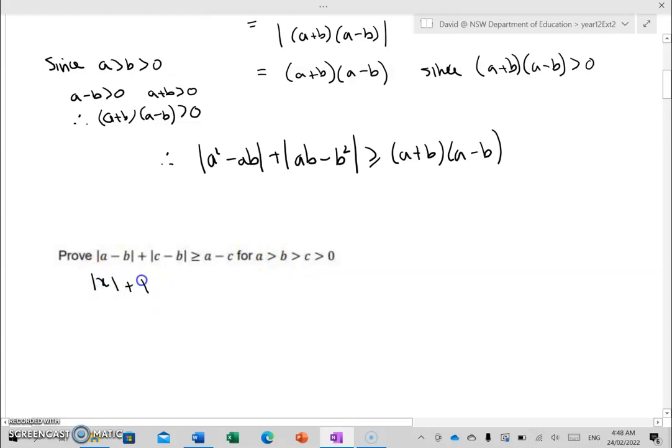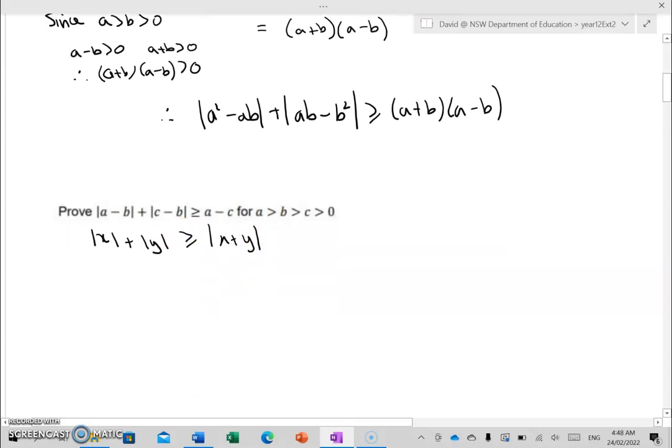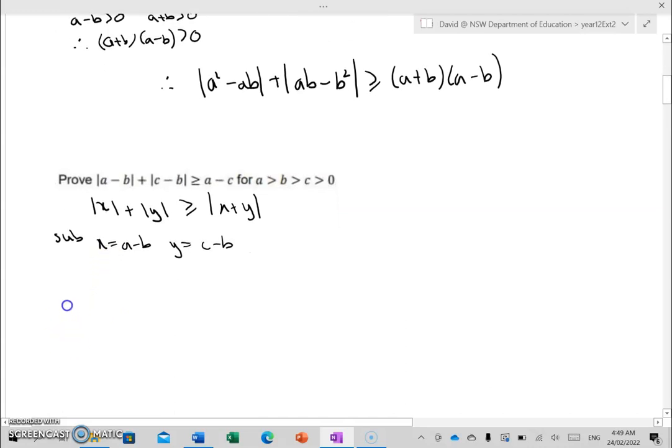So let's quote the triangle inequality, and we're going to substitute in. So let's go, x is a minus b and y is c minus b. I'm going to do it blindly, and we're going to see something interesting for this particular example. So substituting in, I'd get absolute of a minus b plus absolute of c minus b greater than or equal to absolute. And if you add the two, you'd get a minus b plus and then c minus b.